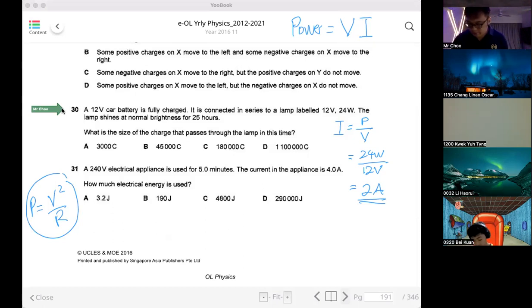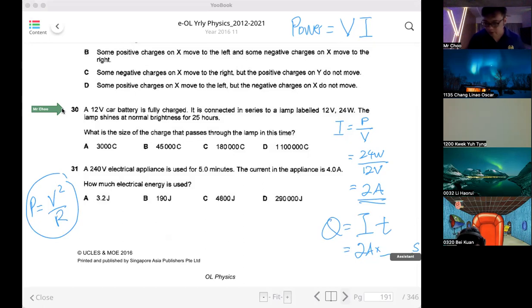So your next step will be Q is equal to It. Your I is 2 ampere. Your time is in seconds. So you're supposed to convert 25 hours to seconds. So how many seconds is that? Can all of you do that now?